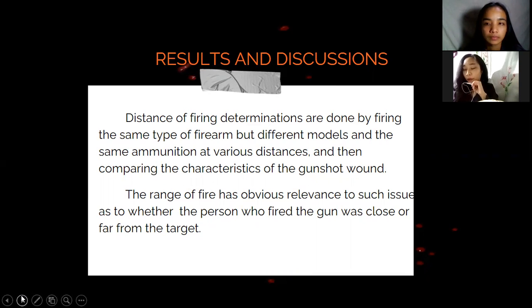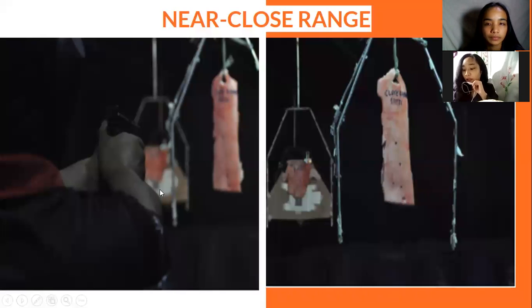We have here the near contact range. Here, the firearm was not in contact with the target, but it was held at a short distance from the target. The general characteristic we have observed here is the presence of gunpowder and soot around the entrance wound, which is an indication that it was fired from near close range.